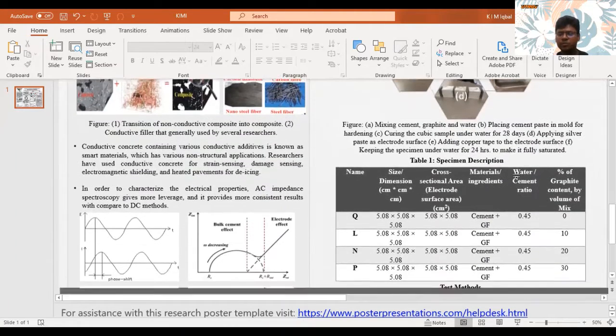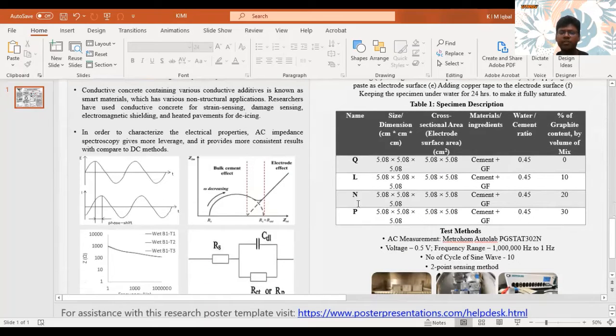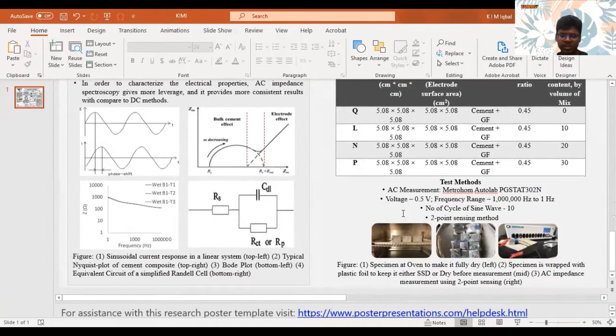And this is our specimen description. Q, L, N, V. Q is 0% graphite, L is 10%, N is 20%, V is 30%. All size, cross-section area, materials, and water distribution are the same. For the testing, we use AC measurement, the voltage was 0.5 volt, and the frequency is 1 megahertz to 1 hertz. And we use the 2-point sensing method. This is our test setup.